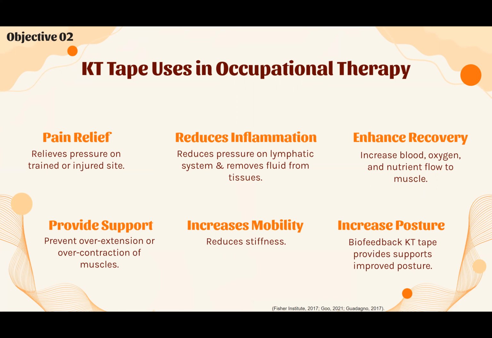The increased flow of blood, oxygen, and nutrients help to enhance the healing process. This process is also said to result in decreased stiffness and increased mobility of the muscles. The spaces that are opened by the KT tape also house nerve receptors that send signals to the brain. If KT tape is applied appropriately, the nerves send feedback to the brain that results in improved posture.